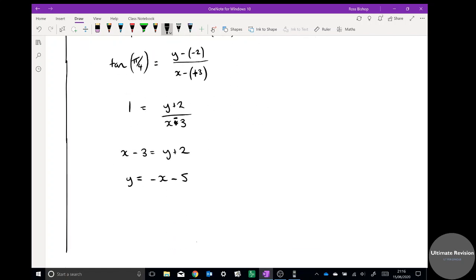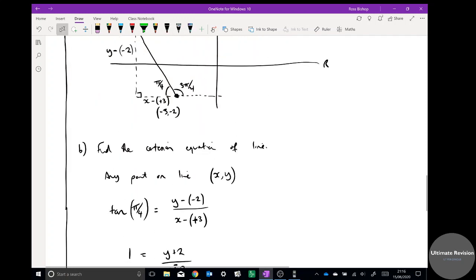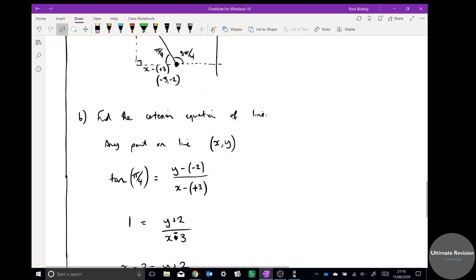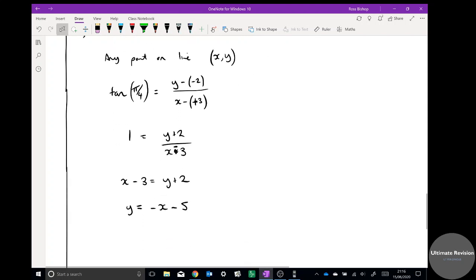Okay. Now that's the equation of the whole line, but we've got to be a little bit careful because it started here, and it started when x was minus 3. So I've got to put in the condition y is minus x minus 5, but x has got to be bigger than or equal to negative 3 because... sorry, I've made a mistake. It will be less than 3.